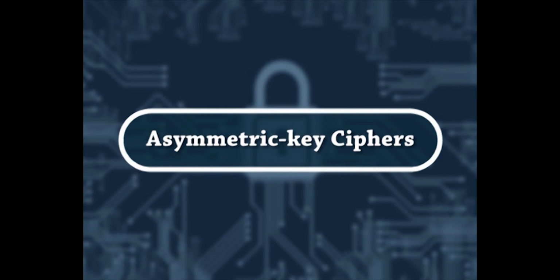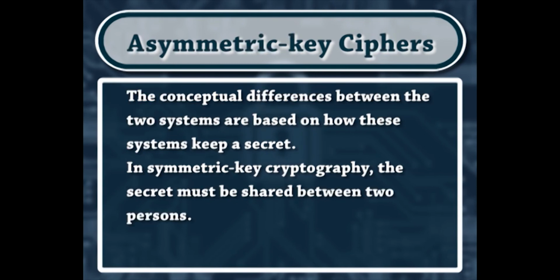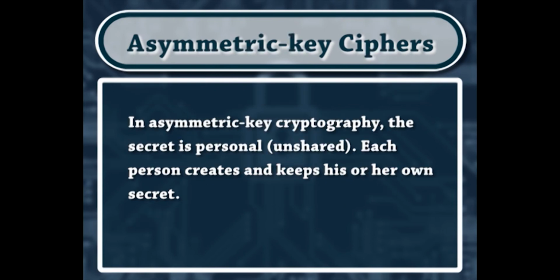Now, we will discuss asymmetric key ciphers. Symmetric and asymmetric key ciphers will exist in parallel. Actually, they are complements of each other. The advantage of one can compensate for the disadvantage of the other. The conceptual difference between the two systems is based on how these systems keep a secret. In symmetric key cryptography, the secret key must be shared between two persons. In asymmetric key cryptography, the secret key is personal, that is, unshared. Each person creates and keeps his or her own secret.